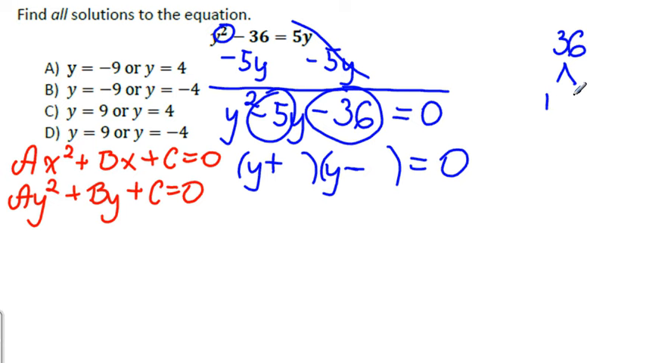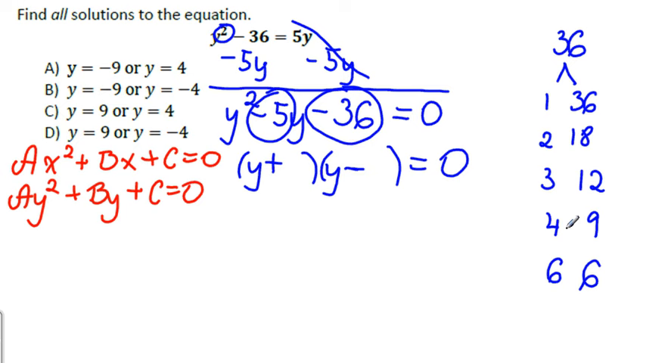So the possible factors of 36 are 1 and 36, 2 and 18, 3 and 12, 4 and 9, and also 6 times 6. Don't forget that in each pair of values, one is going to be positive and one is negative. And when combined, I need to have negative 5. Whenever you're combining two values with opposite signs, you actually have to subtract. So which one of these, when subtracted, will give me negative 5? The answer is 4 and 9.